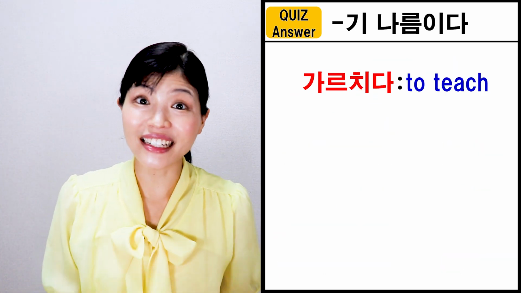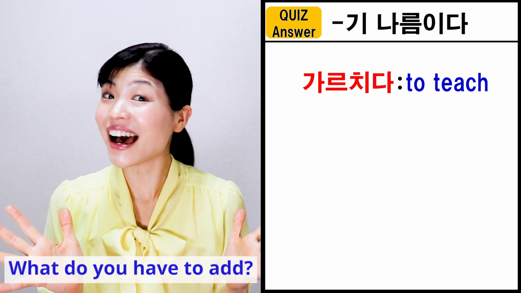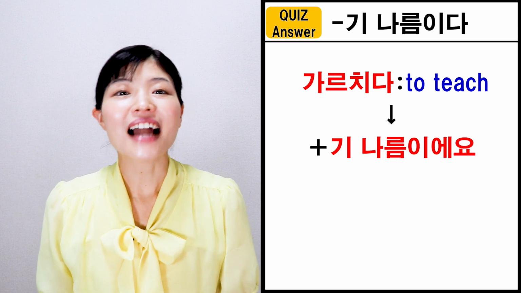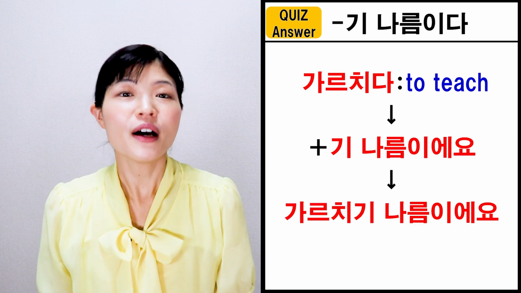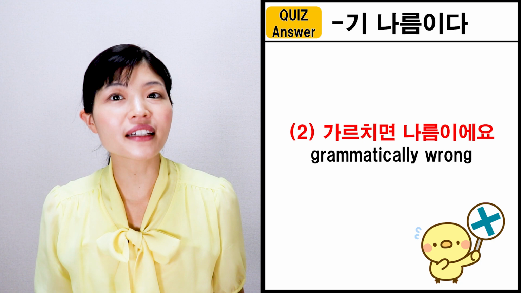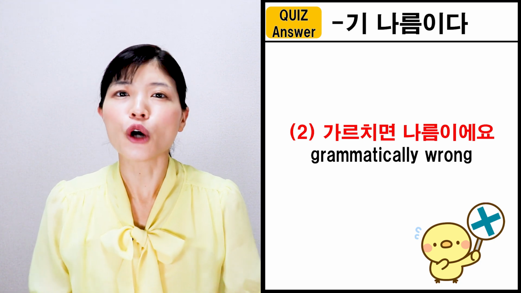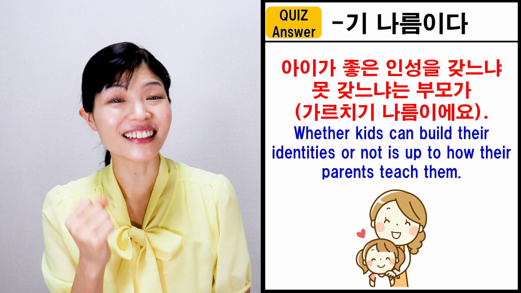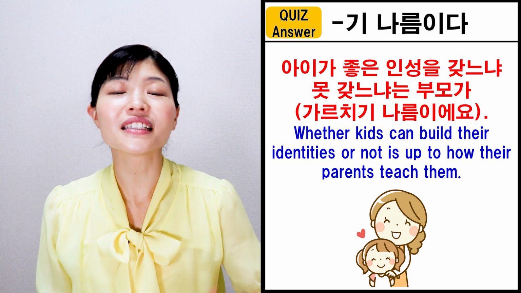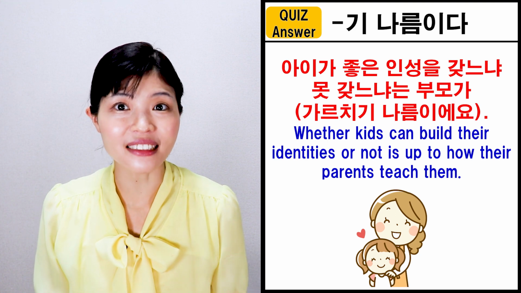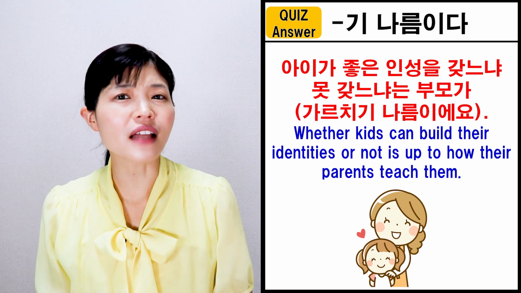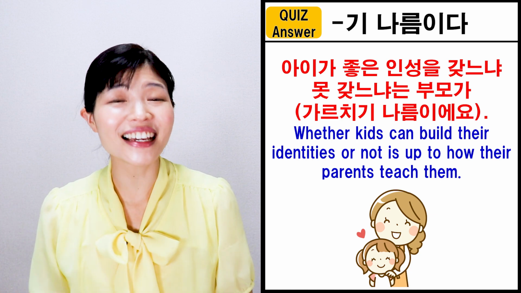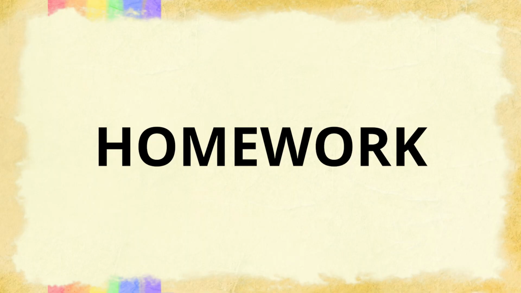가르치다 means to teach. So what do you have to add? You add 기 나름이에요 to make 가르치기 나름이에요. Number 2 is a grammatically incorrect sentence, so don't choose it next time. Then let's read it together. 아이가 좋은 인성을 갖느냐 못 갖느냐는 부모가 가르치기 나름이에요. Please read it again and again until you can say it smoothly.